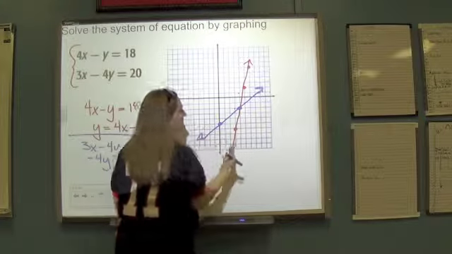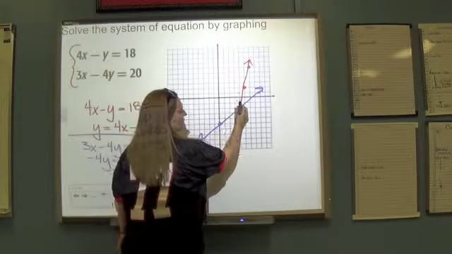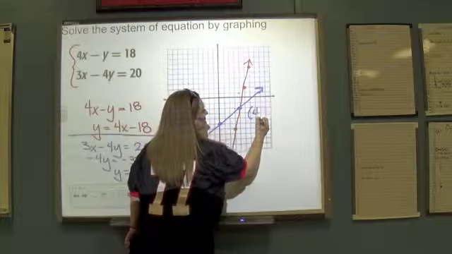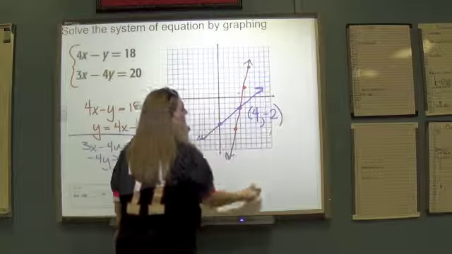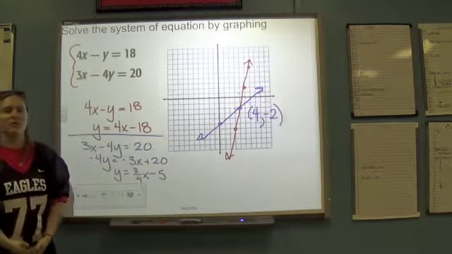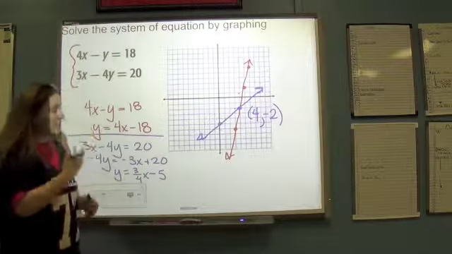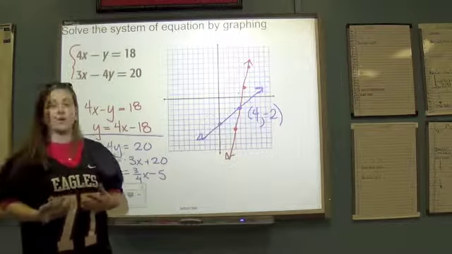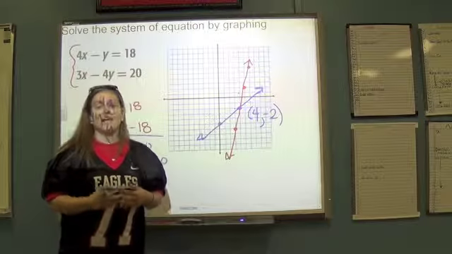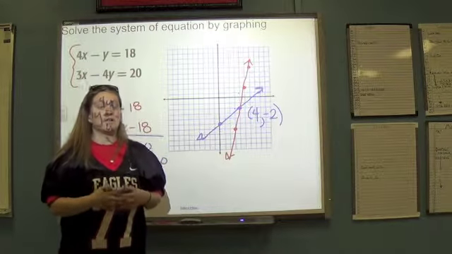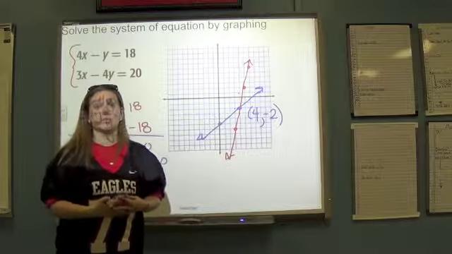And the answer is the intersection point. So it's over 4, down 2. So the system crosses at the point 4, negative 2: 4 for x, negative 2 for y. Now, if you end up graphing parallel lines, they never cross, hence there is no solution. If you graph two lines that actually turn out to be the same line, that means all solutions.